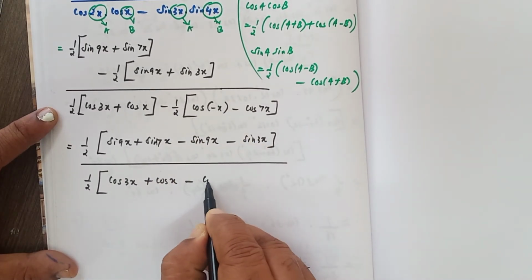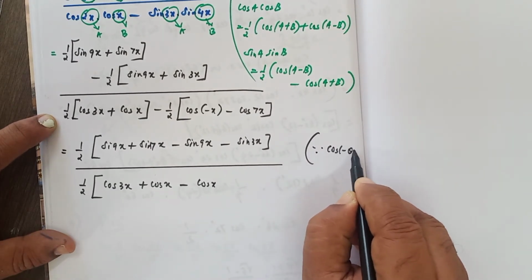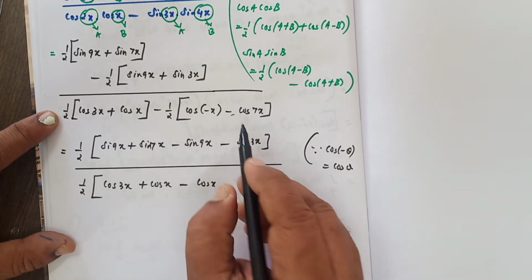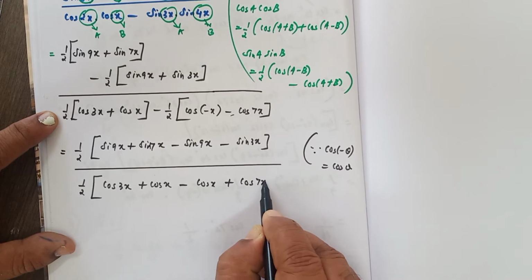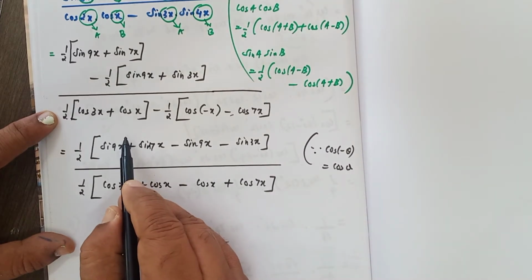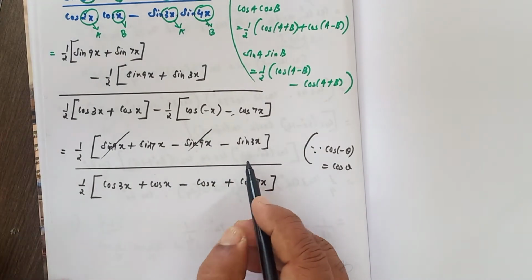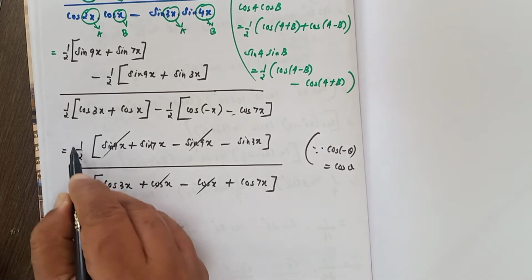Cos of minus x, that is equal to cos x only. I write the reason here, cos of minus theta is equal to cos theta. Then minus into minus plus cos 7x. Sin 9x minus sin 9x get cancelled like that. Cos x minus cos x get cancelled. Even half gets cancelled.